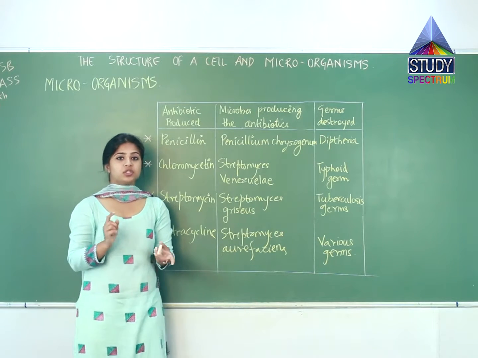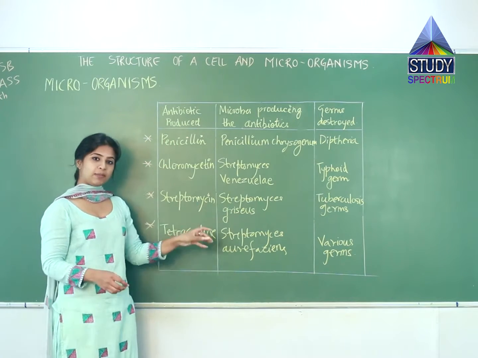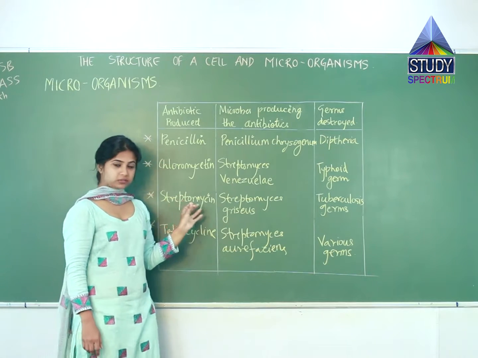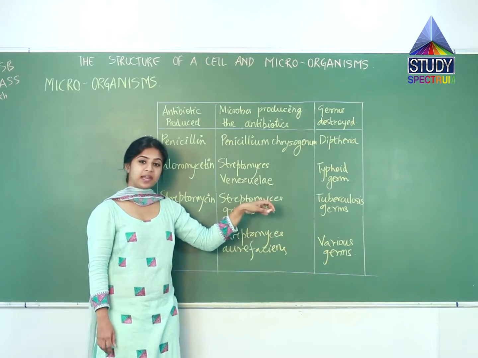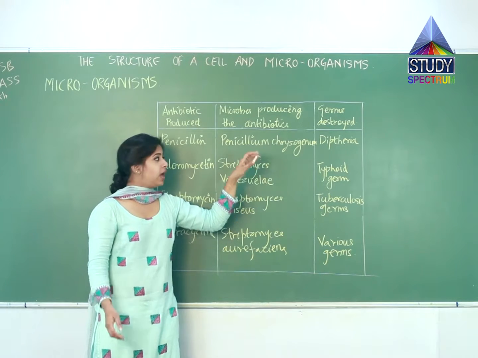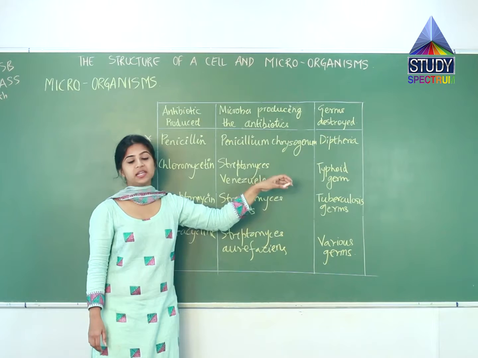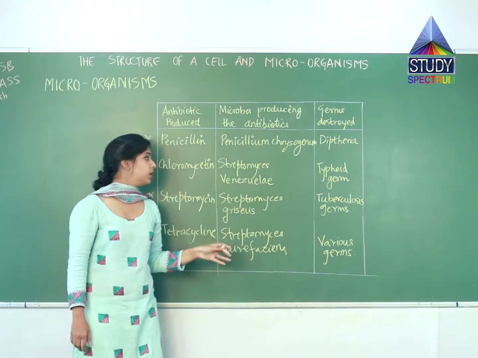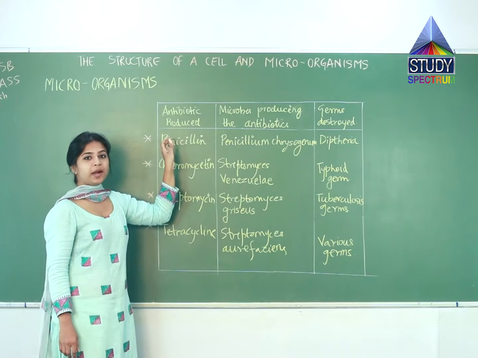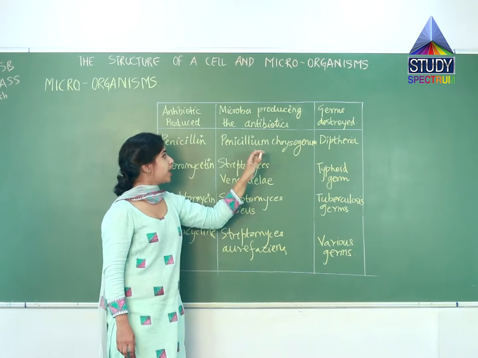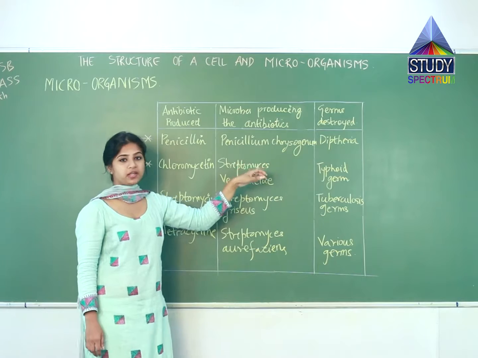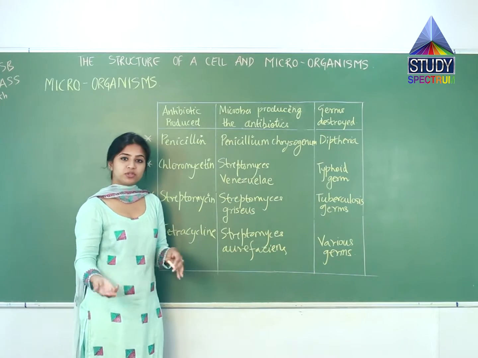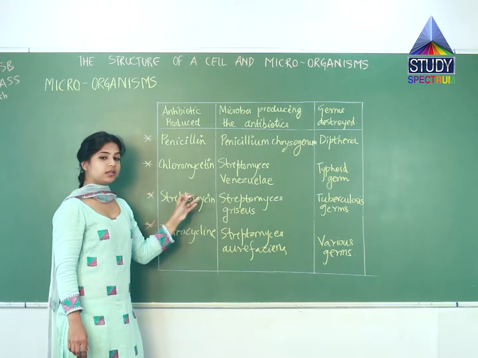So I have a table over here that consists of the antibiotic product that is being created by the microorganism and the type of disease or infection it is useful in curing. The first column is antibiotics produced, the second one is microbes producing the antibiotics, and the third one is the germs destroyed. Germs are nothing but the pathogens that are actually present.